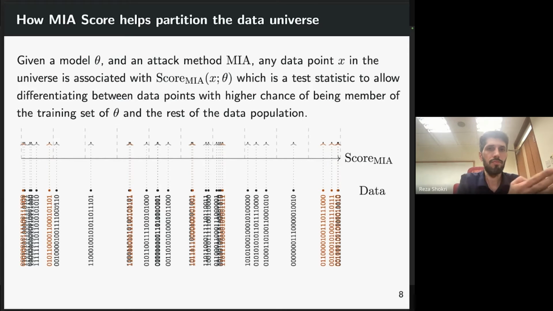But the threshold could be anywhere, right? Depending on how much coverage the adversary wants to get. So the adversary can put a threshold quite in the middle and then recover a lot of the training data, but also incur some error. Or the adversary could be very conservative and say, I want to recover very few data points, but be sure that I'm not confusing them with the other data from the population.